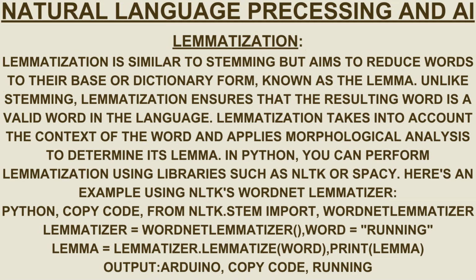Lemmatization. Lemmatization is similar to stemming but aims to reduce words to their base or dictionary form, known as the lemma. Unlike stemming, lemmatization ensures that the resulting word is a valid word in the language. Lemmatization takes into account the context of the word and applies morphological analysis to determine its lemma. In Python, you can perform lemmatization using libraries such as NLTK or spaCy.